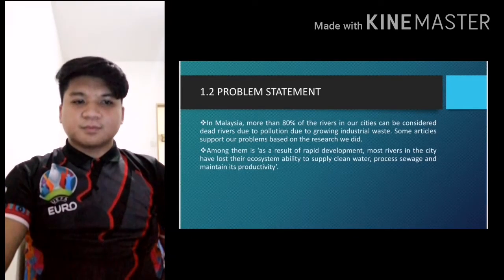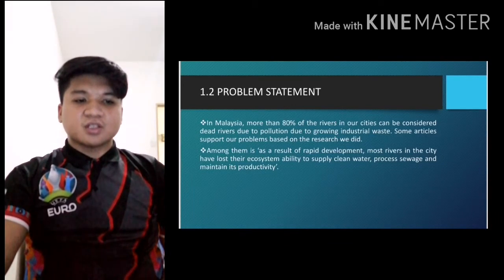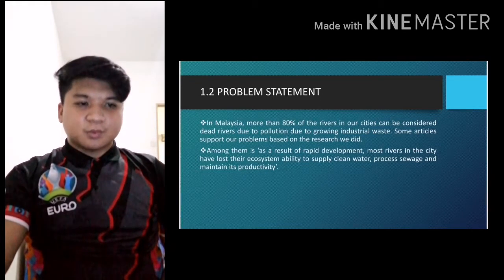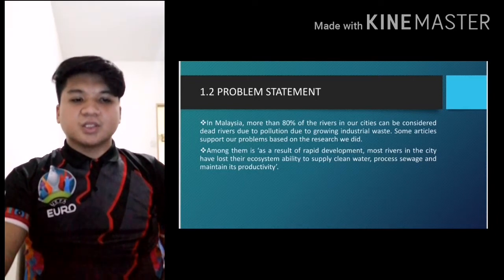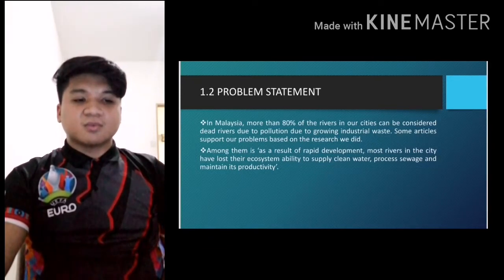For the problem statement, in Malaysia, more than 80% of the rivers in our cities can be considered dead rivers due to pollution from growing industrial waste. Some articles support our problems based on research we did. Among them: as a result of rapid development, most rivers in the city have lost their ecosystem ability to supply clean water, process sewage, and maintain their productivity.